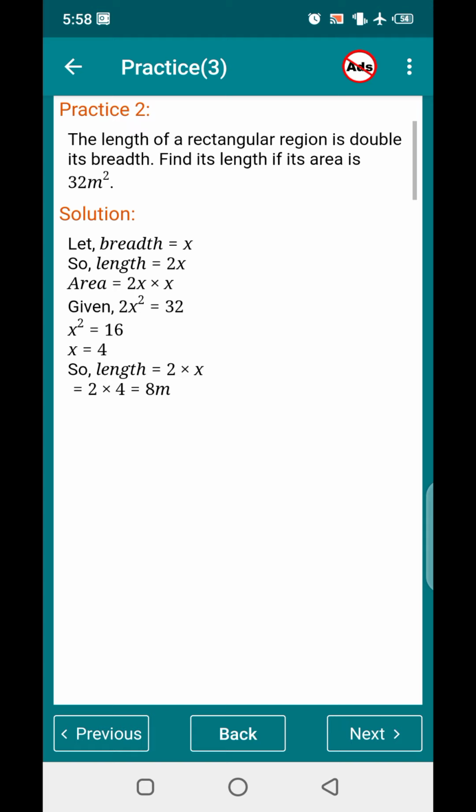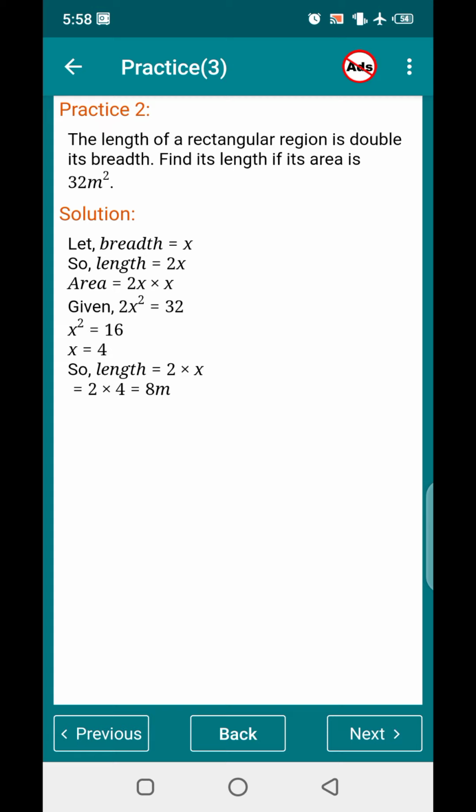Okay, let's have a look at the other example. The length of a rectangular region is double its breadth; find its length if its area is 32 square meters. This question is a bit tricky. Here the area is given, and we have to find something else, like the breadth. So let's take the breadth as x. Suppose our breadth is x, then the length is 2x.